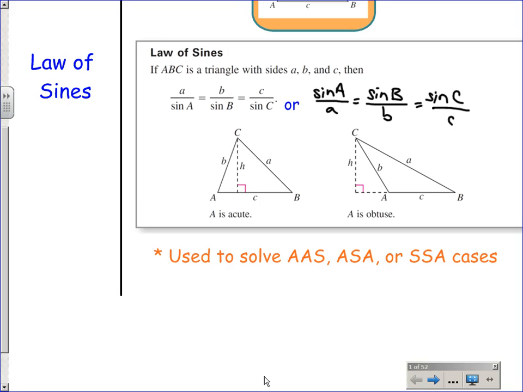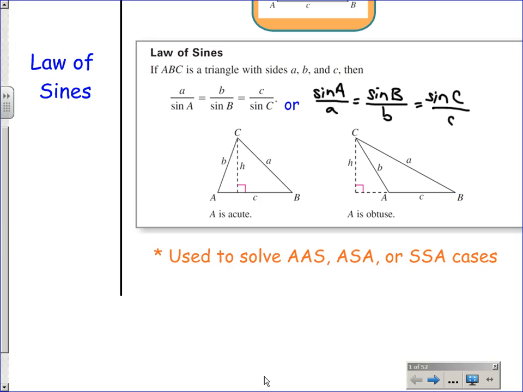We could multiply by sine of A, and then divide by a, and then multiply by sine of B and divide by b. We could actually make this equation into that equation. So what's the big deal? Well, let's see if we can figure out from examples today why sometimes this might be easier and why sometimes that might be easier. But here's the long story short.